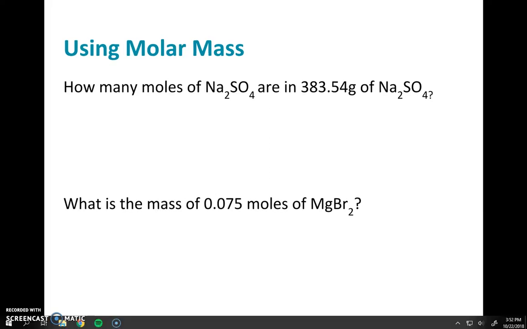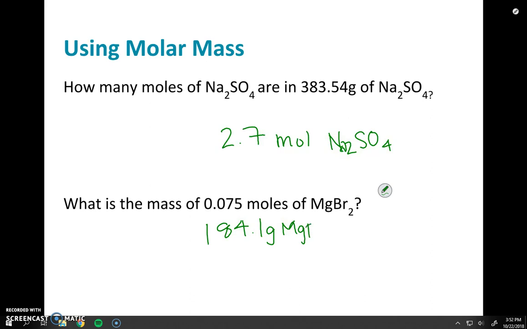All right, hopefully you've had time to work these out after you stopped the video. So for the first one, we have 2.7 moles of sodium sulfate. Oh, I forgot the A. And we have 184.1 grams of magnesium bromide.